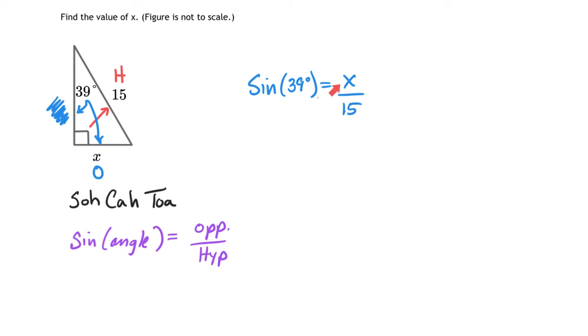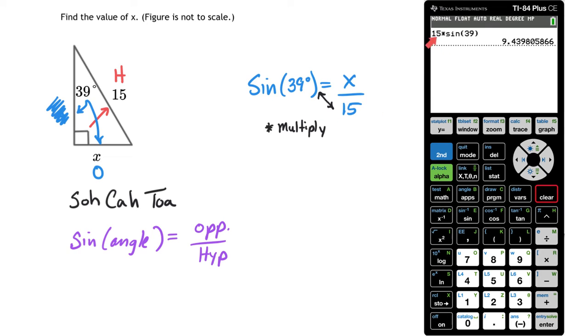Once you fill in this formula, then all you have to do next is try to figure out how to evaluate. When x is in the numerator of the right-hand side here, you simply have to cross multiply, or multiply 15 times this answer you get in your calculator. So next, you go over to your calculator and you put in sine of 39 times 15, and it looks like this.